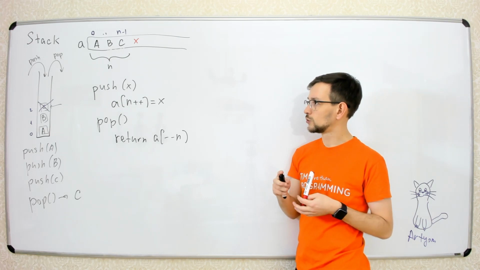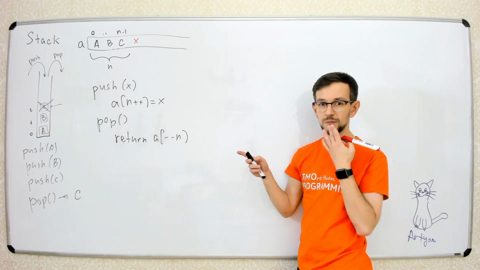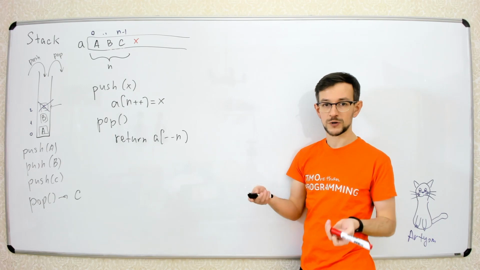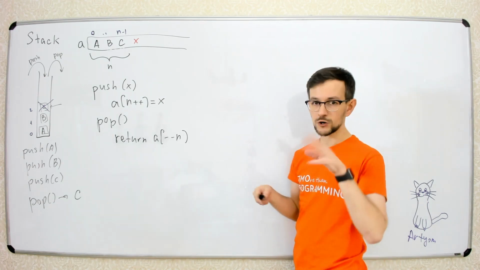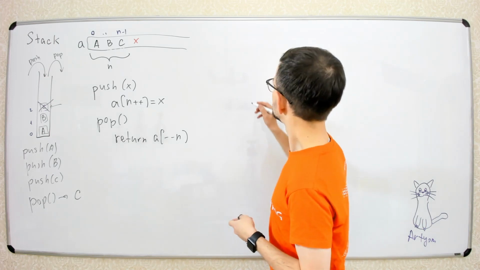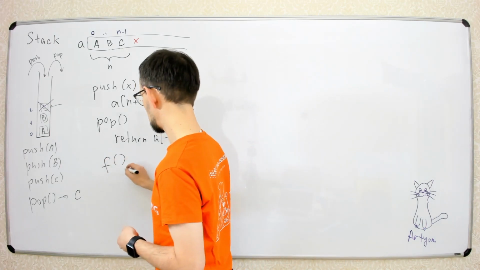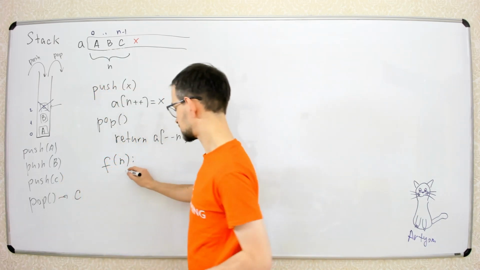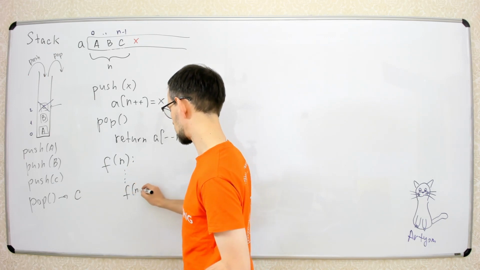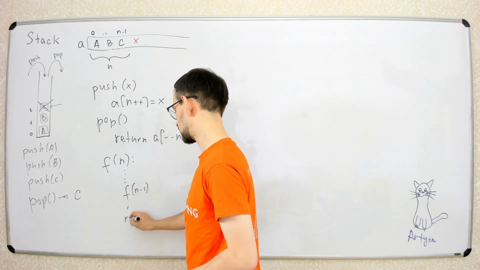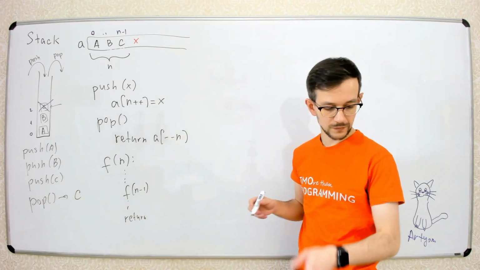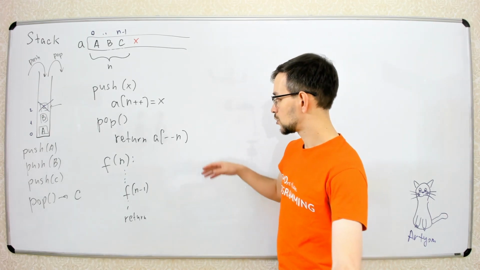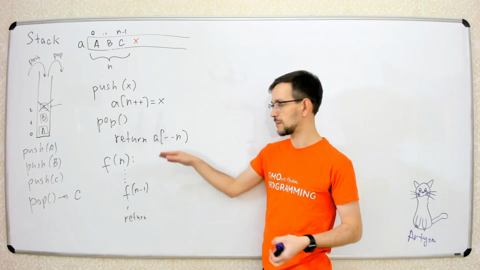For example, even if you never implemented the stack by yourself, you may use stacks when you have any recursive procedure. So when you implement recursion in your program, like you have a function f of, let's say, n. And somewhere here you have a call of f from n minus 1. And somewhere here return. Something like that. So when you have a function which calls itself, what happens when the computer tries to execute your program?